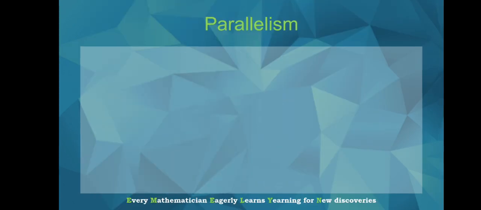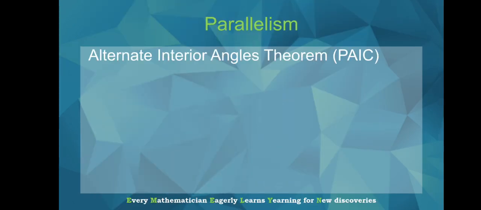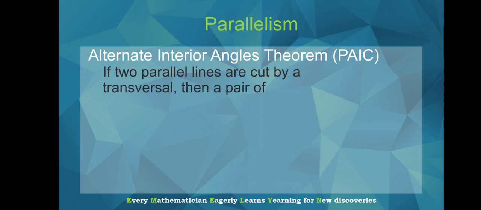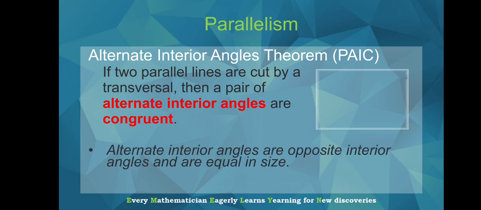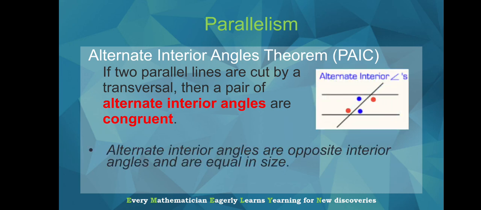Alternate interior angles. The alternate interior angles theorem states that if two parallel lines are cut by a transversal, then a pair of alternate interior angles are congruent. Alternate interior angles are opposite interior angles and are equal in size.